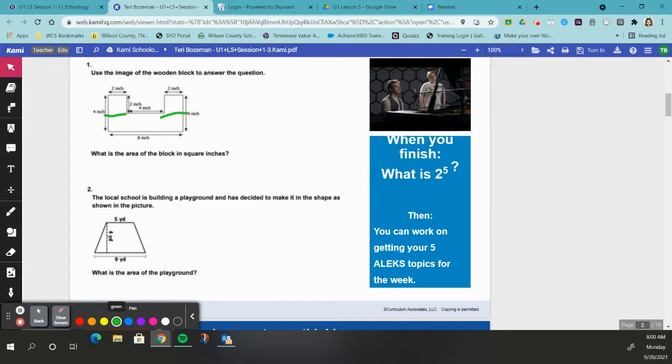So this square is a 2 by 2. This one also happens to be a 2 by 2. If we are finding the area of a square, then we would do length times width. So we would do 2 times 2, which would be 4. So each one of these squares is 4 inches squared.